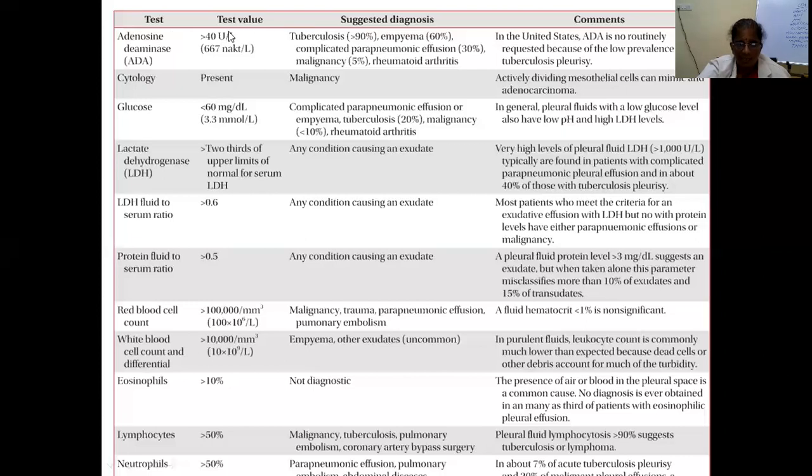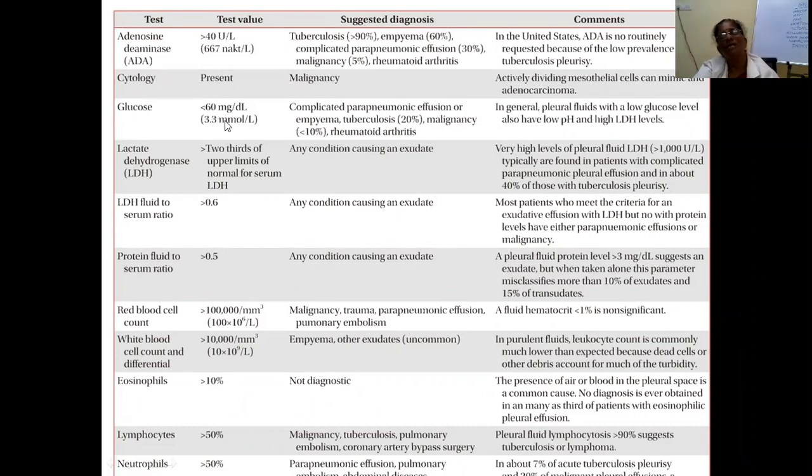The other investigations that we do is ADA, adenosine deaminase. This is important to diagnose tuberculosis. If it is more than 40, we should think more commonly of tuberculosis. And cytology should be done to rule out malignancy. For malignancy examination we have to do cytology.